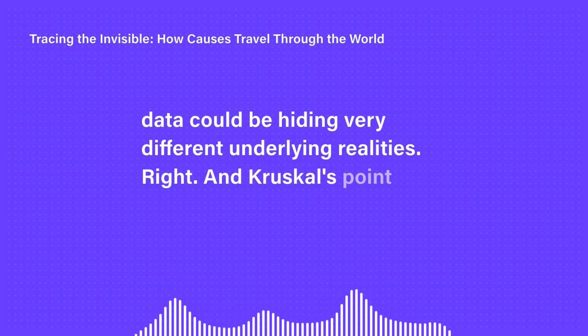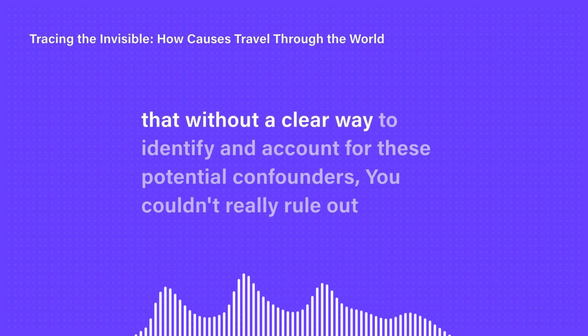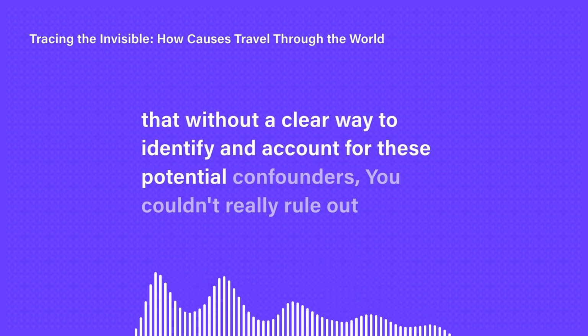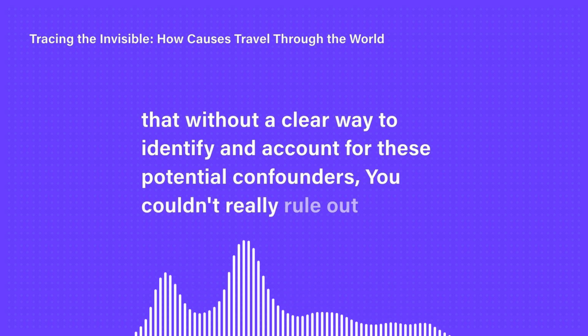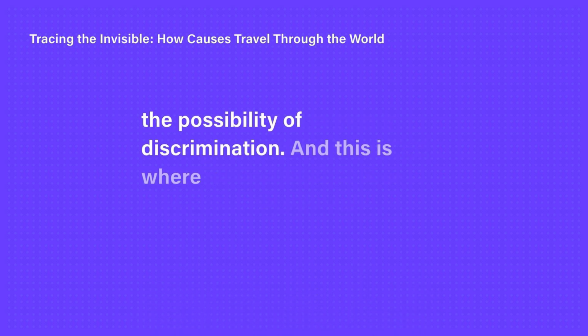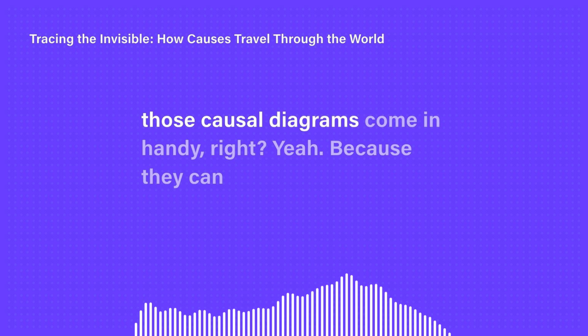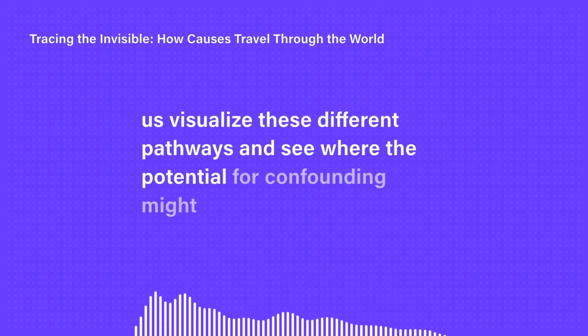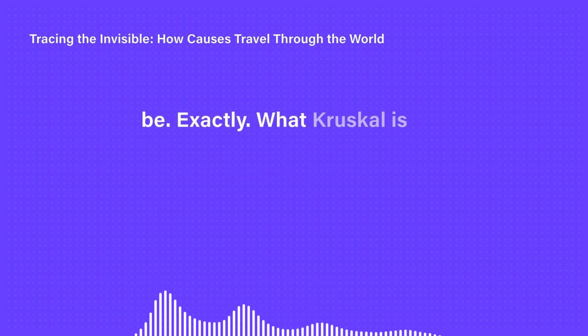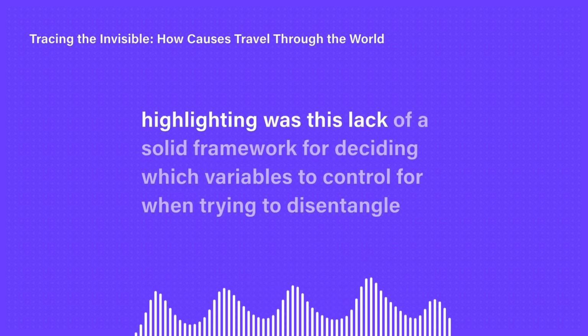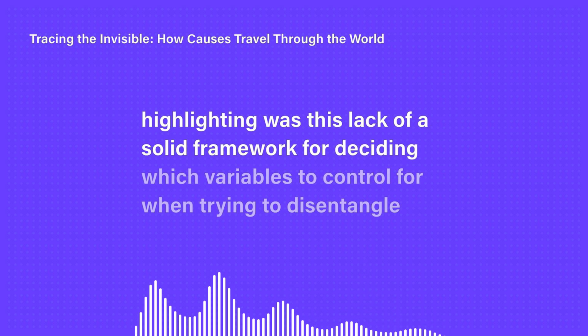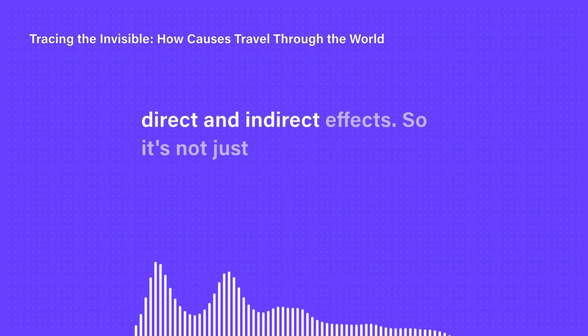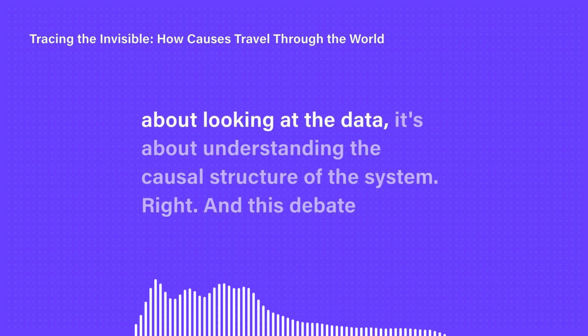Right. And Kruskal's point was that without a clear way to identify and account for these potential confounders, you couldn't really rule out the possibility of discrimination. And this is where those causal diagrams come in handy, right? Yeah. Because they can help us visualize these different pathways and see where the potential for confounding might be. Exactly. And what Kruskal was really highlighting was this lack of a solid framework for deciding which variables to control for when trying to disentangle direct and indirect effects. So it's not just about looking at the data, it's about understanding the causal structure of this system.